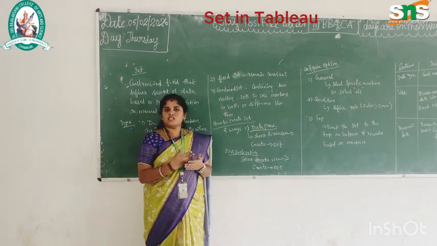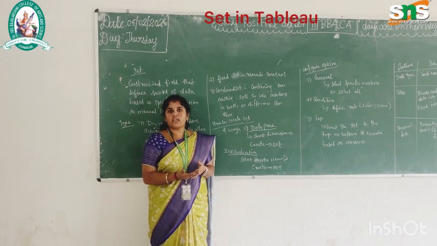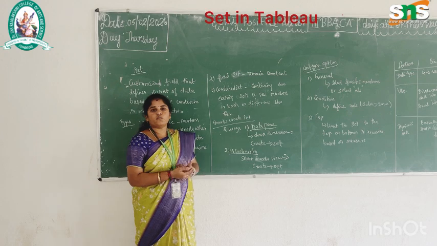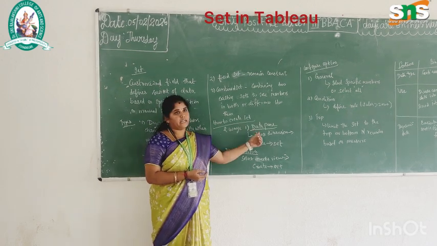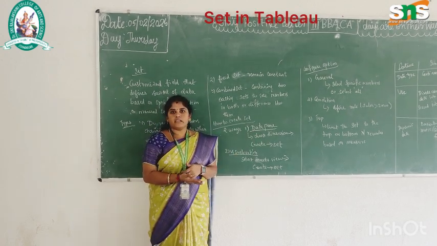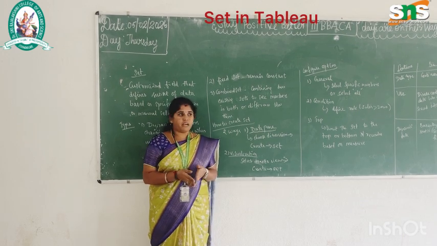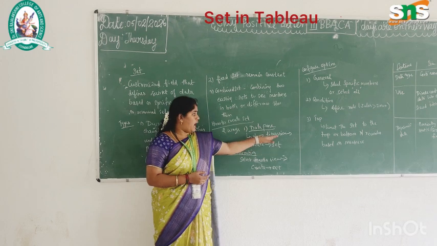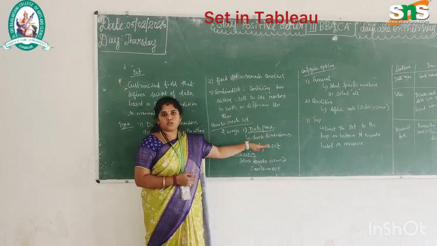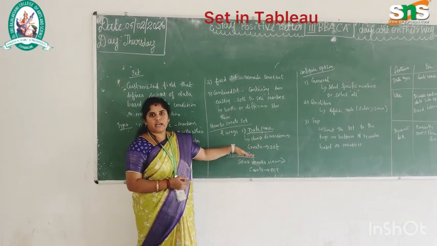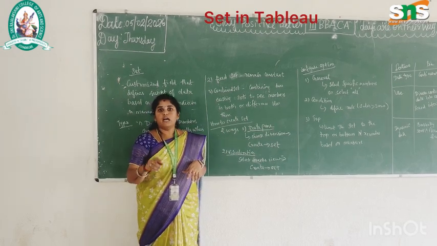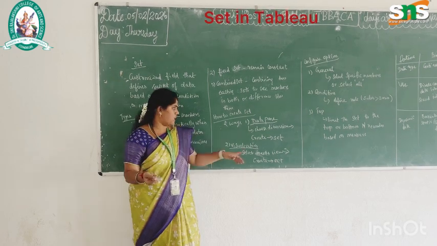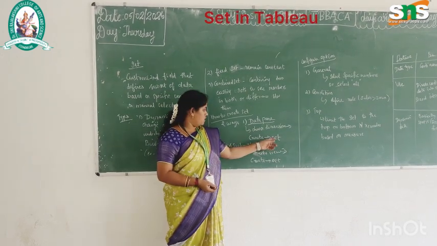These are available, but how are we going to create sets in Tableau? There are two ways. The first is by using the data pane. After loading the data into the data source, we select the dimension field. After selecting the dimension field, we right click that field, and many options are available. From that we choose the create option, and in it we select the set option.